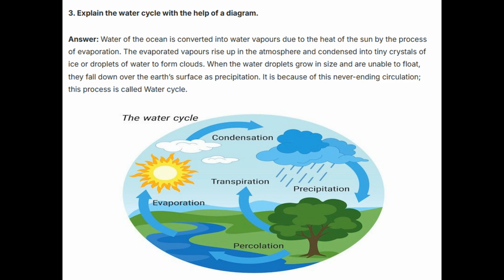Third, explain the water cycle with the help of a diagram. Answer. Water of the ocean is converted into water vapors due to the heat of the sun by the process of evaporation. The evaporated vapors rise up in the atmosphere and condense into tiny crystals of ice or droplets of water to form clouds. When the water droplets grow in size and are unable to float, they fall down over the Earth's surface as precipitation. Because of this never-ending circulation, this process is called the water cycle. Diagram given below: water cycle.